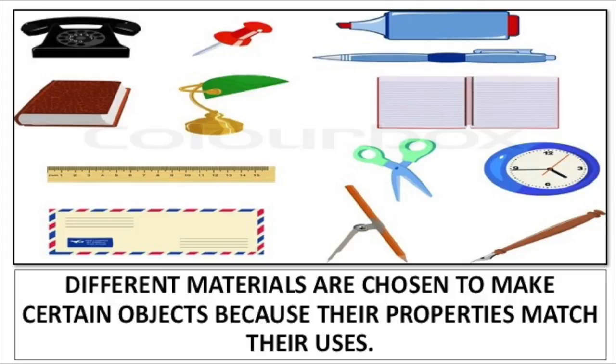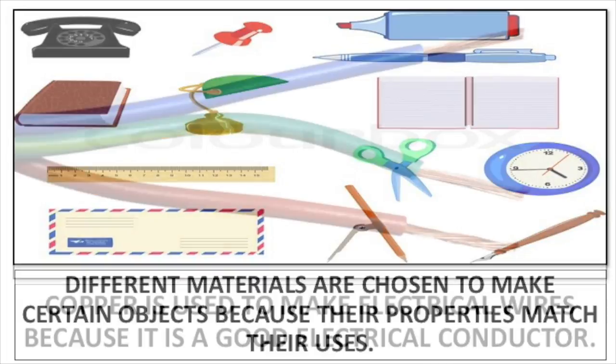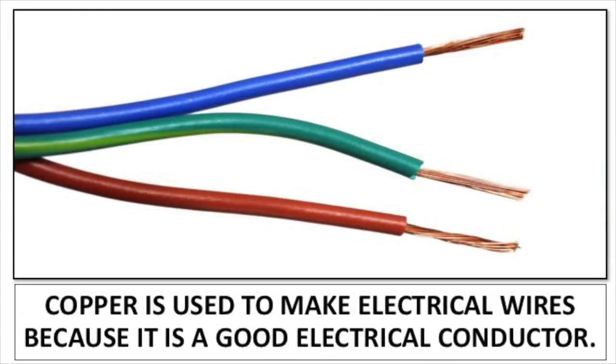Different materials are chosen to make certain objects because their properties match their uses. Copper is used to make electrical wires because it is a good electrical conductor. Yes, like we saw earlier, when the electricity was passing through the wire, it was the copper that was allowing that to happen. But what about the other part of the wire?